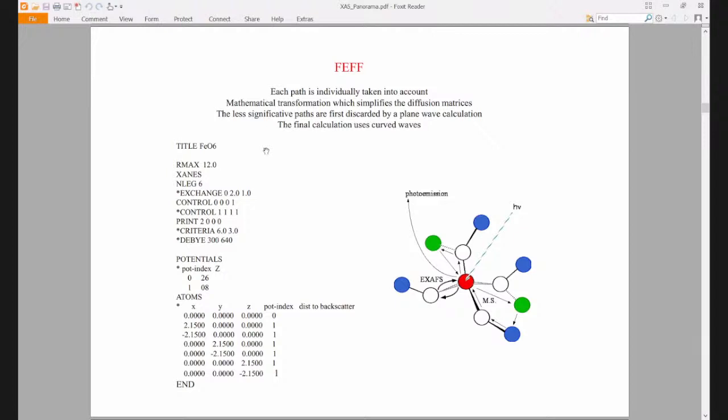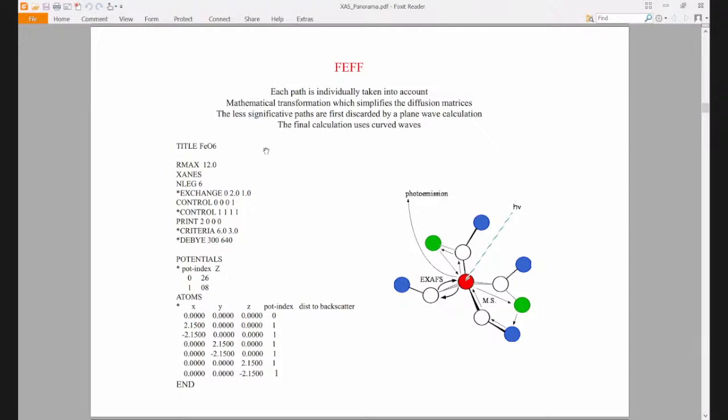It's well known, but you have to realize, if you read the paper by Stern, Sayers, Lytle on platinum, we did an XAS study of platinum. They did not understand why one peak was so important. They couldn't understand that, and that's because this peak was a contribution of the multiple scattering with a second, a fourth level.